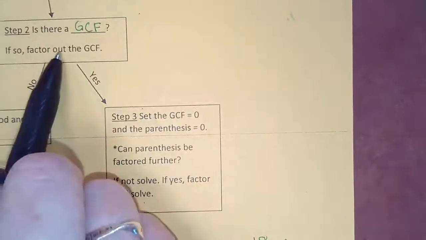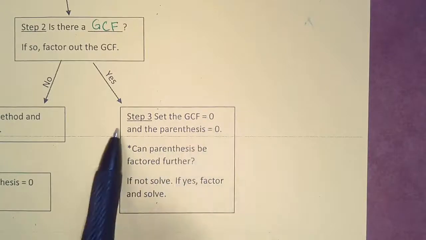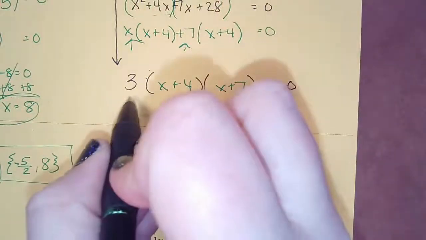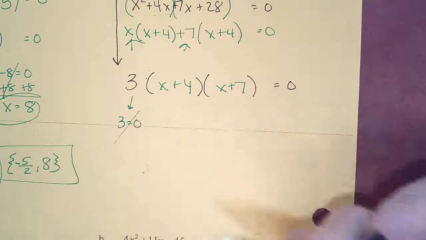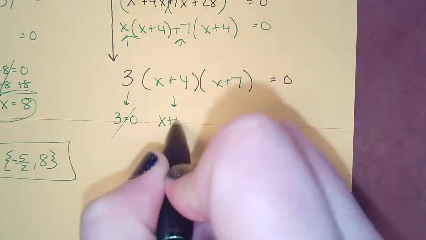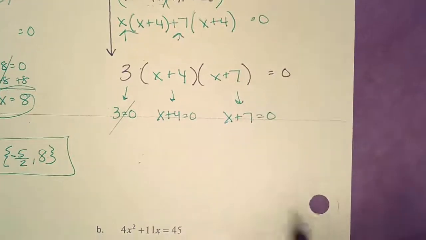Now, as it says here, if there is a GCF, set the GCF equal to 0 and the parentheses equal to 0. So can the parentheses be factored further? Yes, that's what we just did. So I'm going to set each of these equal to 0. This one, 3 equals 0. That's not true, so I can now throw that out. This one, x plus 4 equals 0. This one, x plus 7 equals 0.